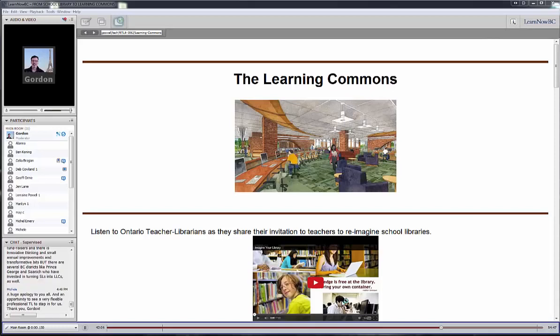Okay, let me think here. So Cecilia asks for suggestions about transitioning to a Library Learning Commons in a part-time position. Yeah, I think it's a question of picking an element that you are most comfortable with and bringing that element to the fore in your practice.